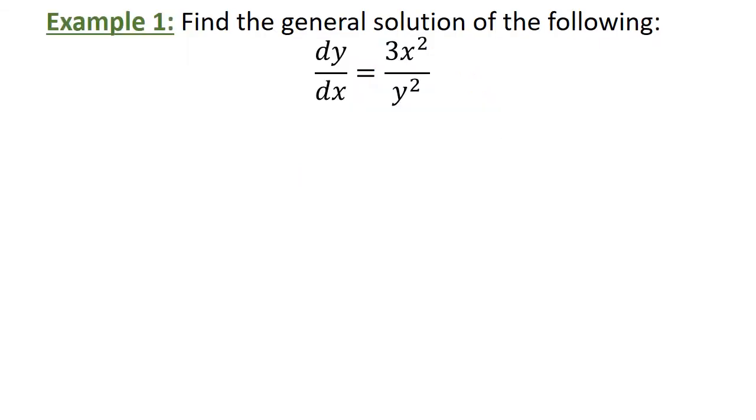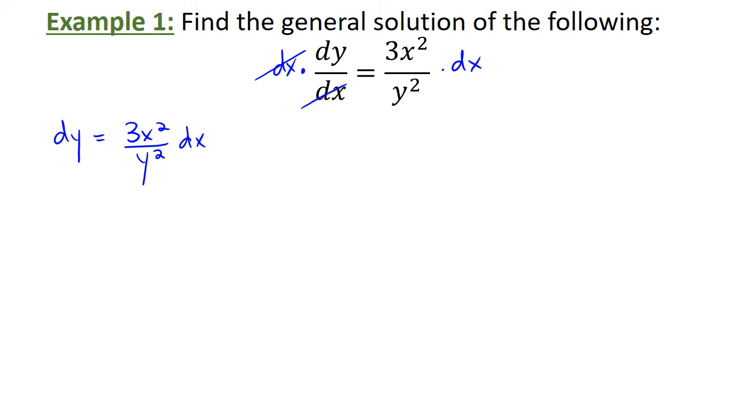So let's take a look at our first example. We are asked to find the general solution of the following differential equation. dy dx is equal to 3x squared over y squared. So we're just going to take baby steps, and I'm first going to break this up by multiplying both sides by dx. So the dx's will cancel, and I'm left with dy is equal to 3x squared over y squared dx.